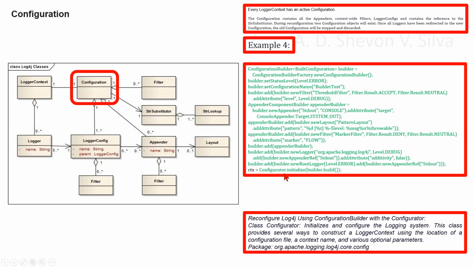This is in package org.apache.logging.log4j.core.config. Here you can see the ConfigurationBuilder, the interface for building logging configurations. Here you can see ConfigurationBuilderFactory, which provides methods to create configuration builders. Here newConfigurationBuilder returns a new default configuration builder to construct Log4j configurations. Here setStatusLevel sets the level of the status logger. Here setConfigurationName sets the name of the configuration.